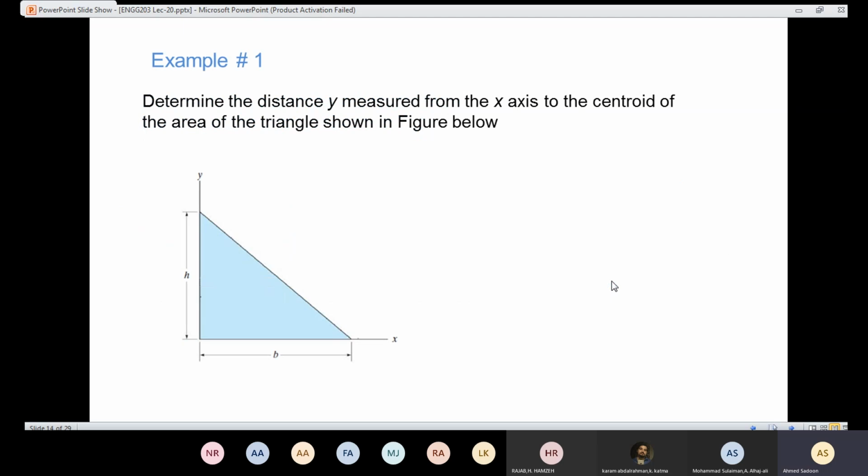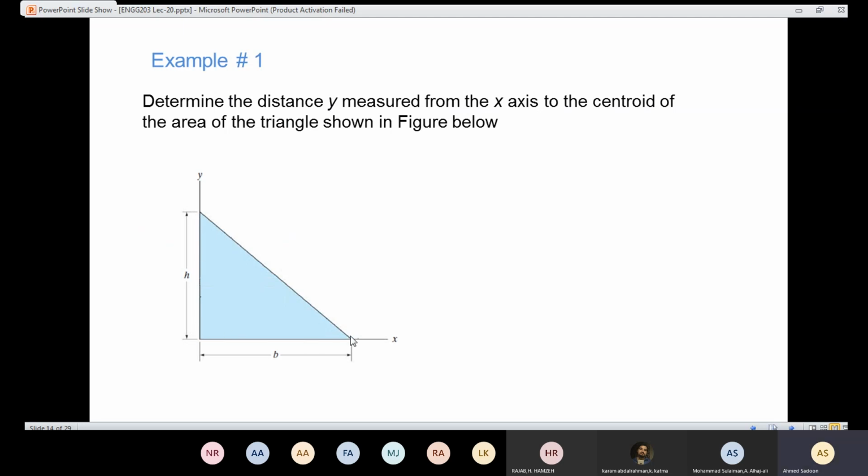So now let's solve an example. We need to determine the area centroid for that triangle here. Here we have x, we have y, we have the width b, we have the height h. We need to determine the distance y. So we need to know the value of y for the area centroid.